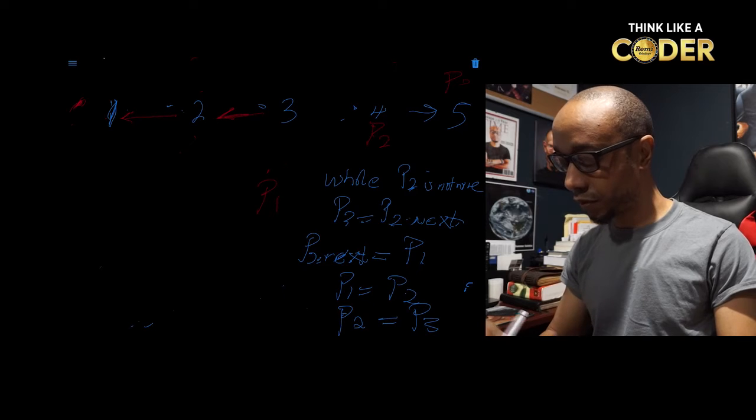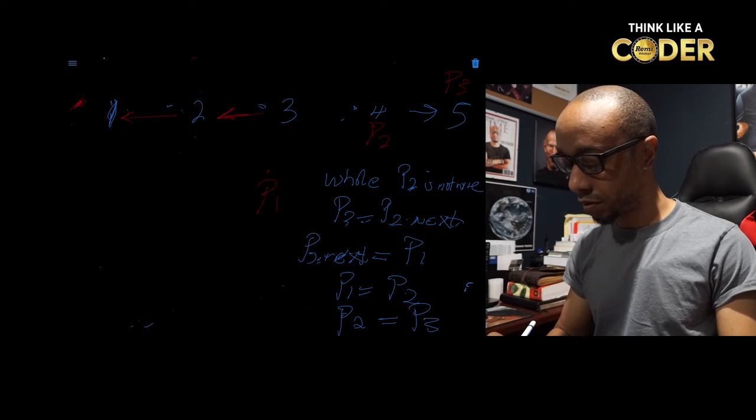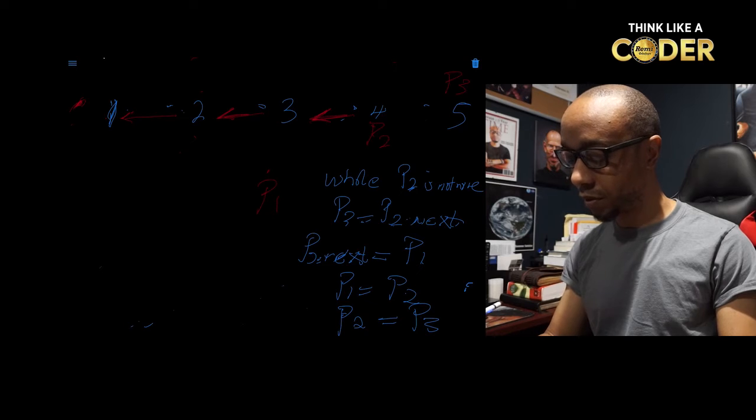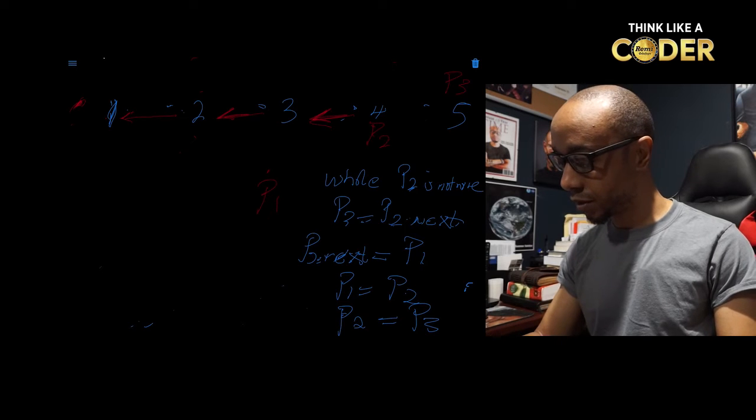p2.next is equal to p1, referencing the arrow. So we'll take this arrow. This arrow is equal to p1. That's this. p1 is equal to p2. So this is our p1. We move our p1 and we put it here. And p2 is equal to p3. So p2 once again moves away from here, and p2 is equal to p3.